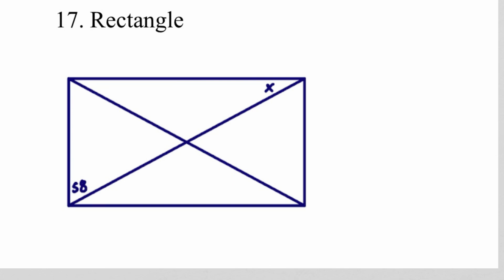Okay, if this is 58, and I know in a rectangle these are parallel, so this is also 58 because these are alternate interior angles. And this is 90, so x plus 58 must be equal to 90, so x must be equal to 32.